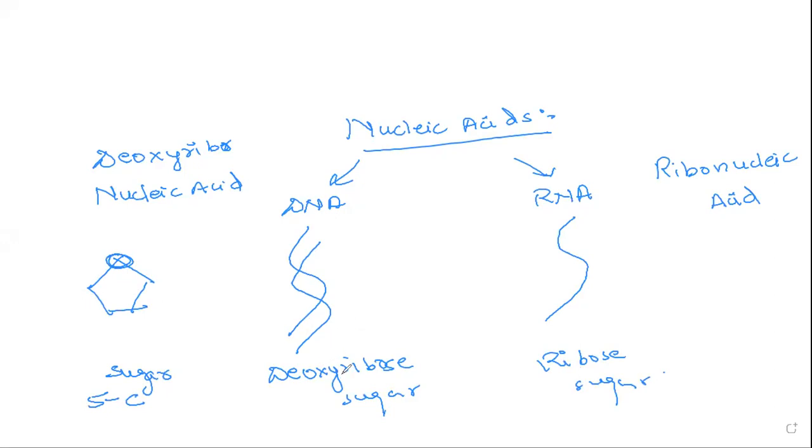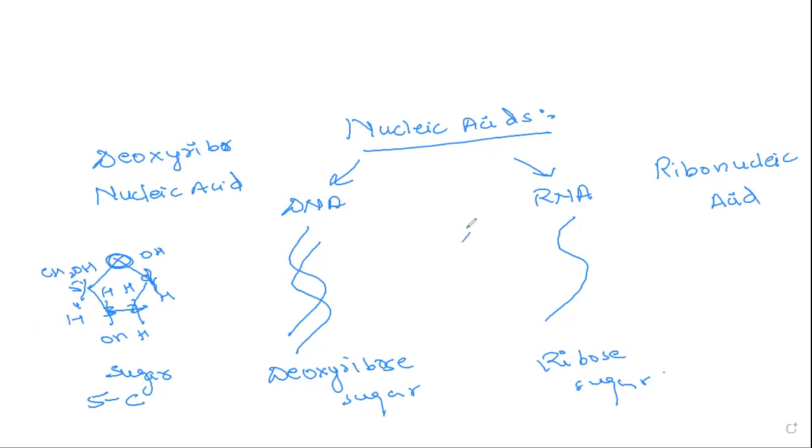Now, in deoxyribose sugar, we have 5 carbons: carbon 1, carbon 2, carbon 3, carbon 4, and carbon 5. In the deoxyribose sugar, on carbon 1, we have one OH bond and another H bond. Carbon 2 has both H bonds, carbon 3 has one H and one OH bond, and carbon 5 has CH2OH, and carbon 4 is just a hydrogen bond.